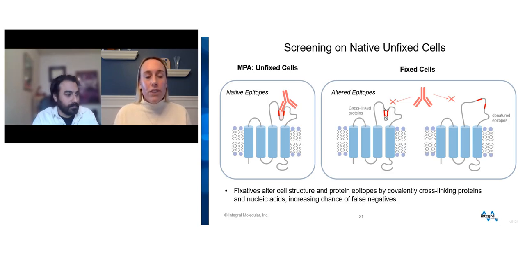In screening, it's very important to always screen on unfixed cells. We don't use any fixatives in any of our processes, whether it's the screen or in the validation assay, to really ensure native epitopes. Applications of fixatives can alter epitopes. It can lead to cross-linking of proteins and even denaturation of epitopes, both of which can increase the chance of a false negative, which could have really important safety implications based on the examples that we talked about earlier.